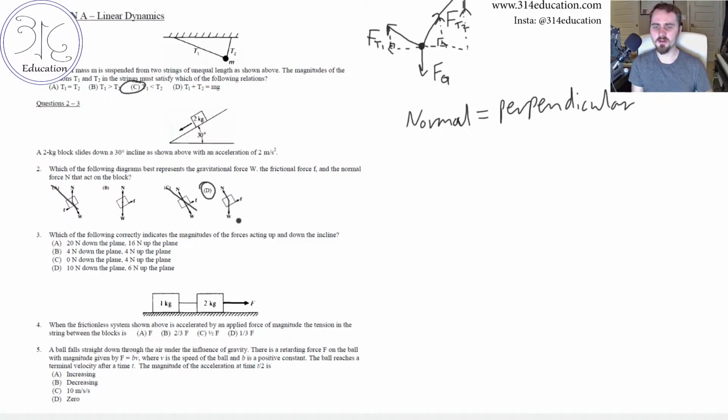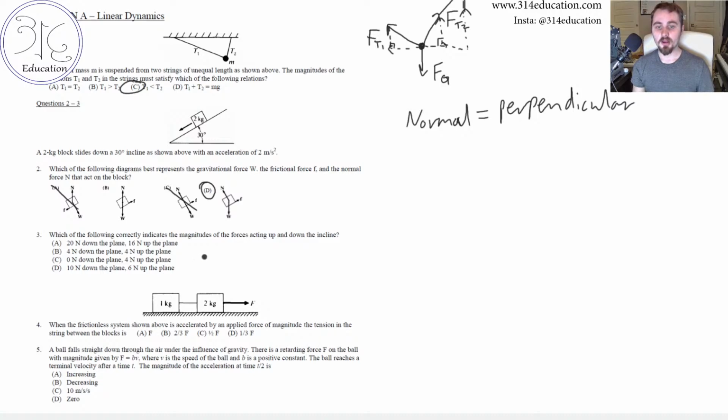Just taking a look for fun, the last force we had to satisfy was the friction force, and that's going to be pointing in the opposite direction of motion. So if we're going downhill, we expect it to be pointing up the slope, which actually works for both B and D here. But D has all the conditions that we want, so D is going to be our choice.